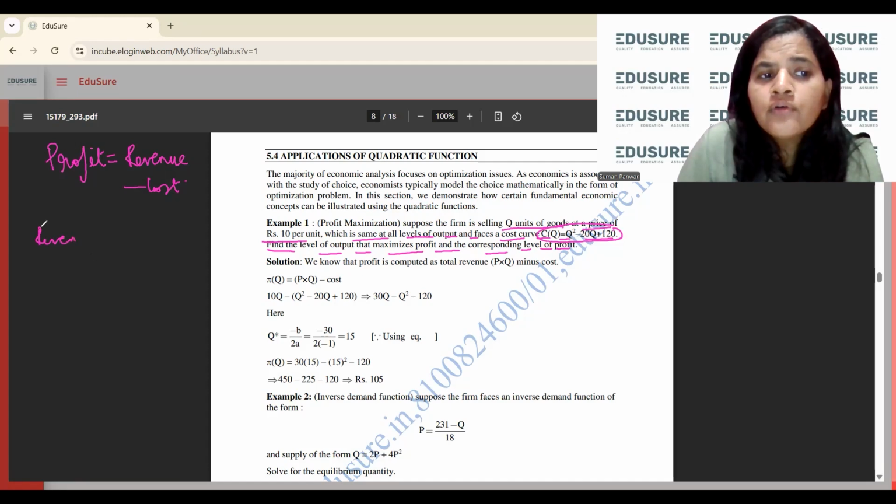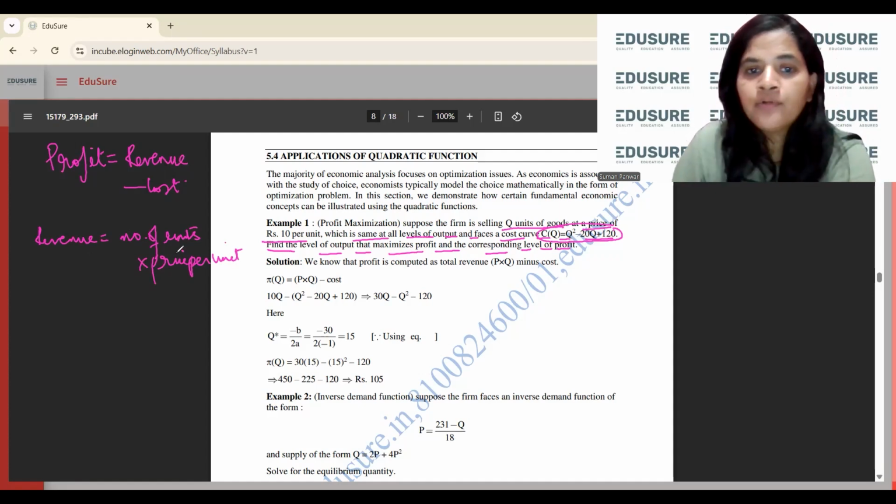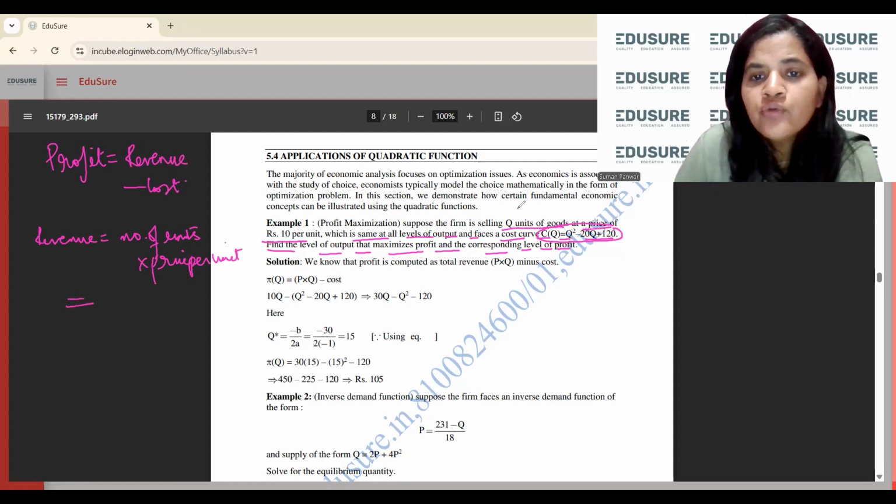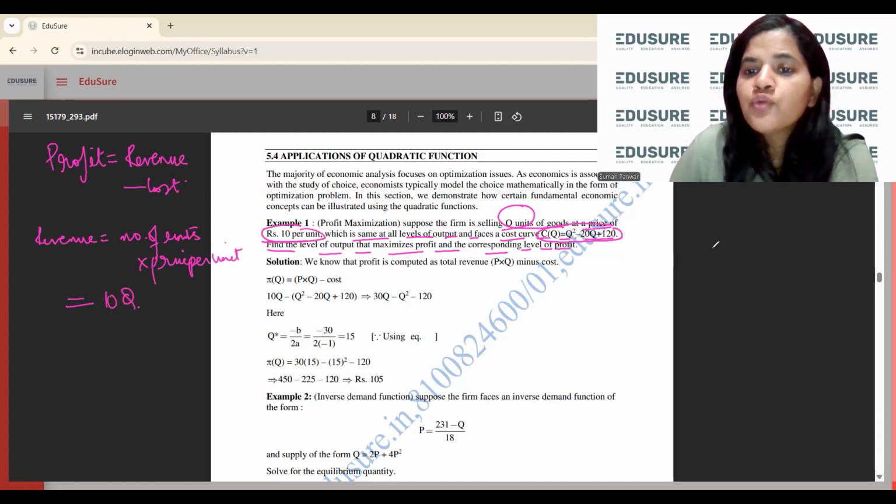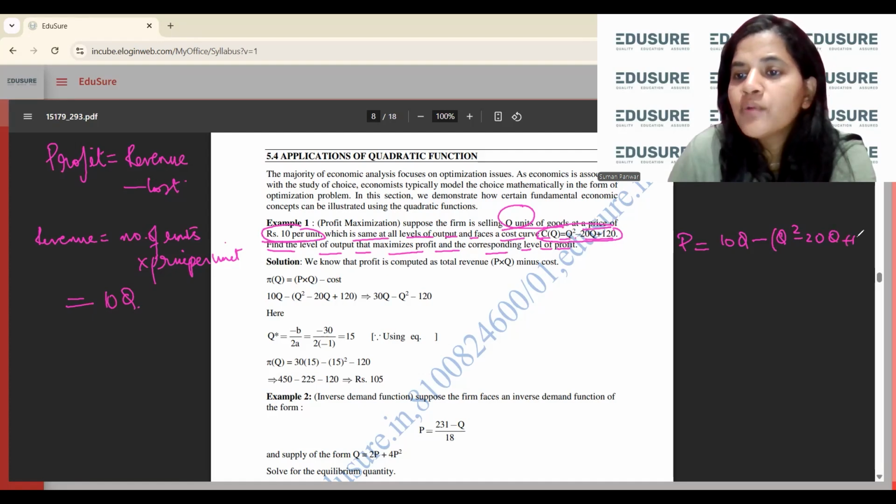Now what is revenue? Revenue is the number of units into the price per unit at which you're selling the item. So here in this case, you're selling Q units at a price of 10 per unit. So revenue is going to be 10 into Q. And this is your cost function. So what is your profit function? Your profit function will be revenue, which is 10Q, minus the cost function. This is the cost of Q units. So this is Q square minus 20Q plus 120.